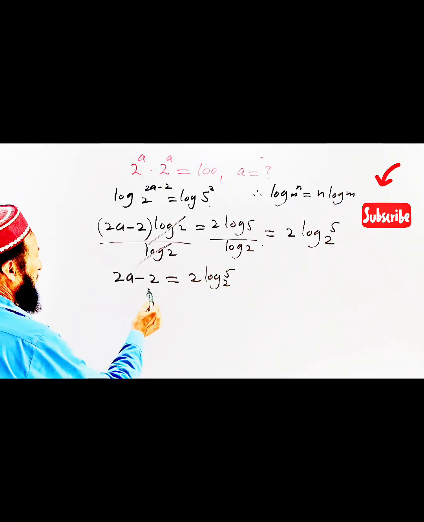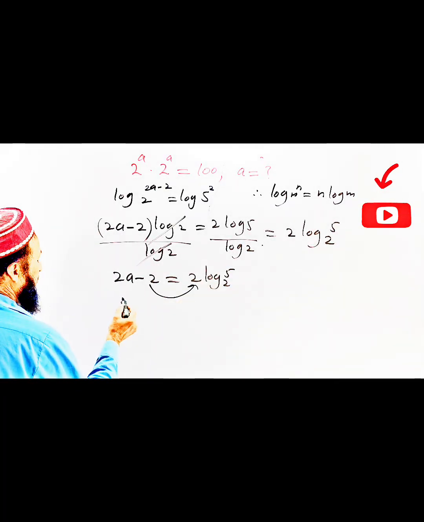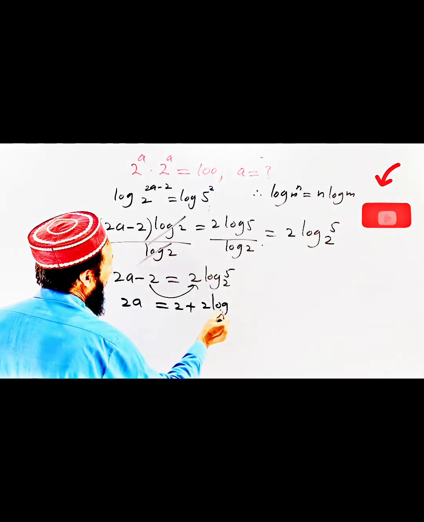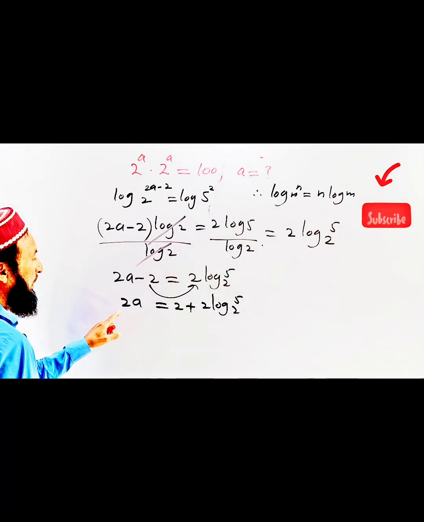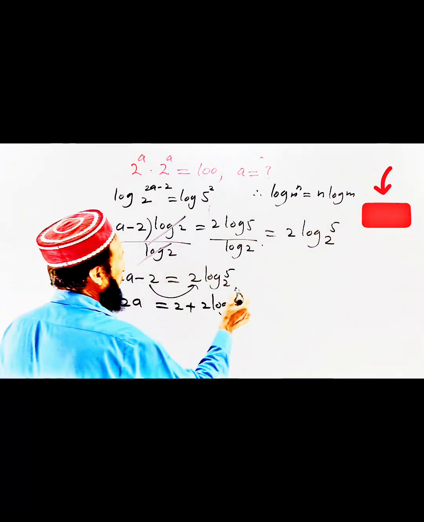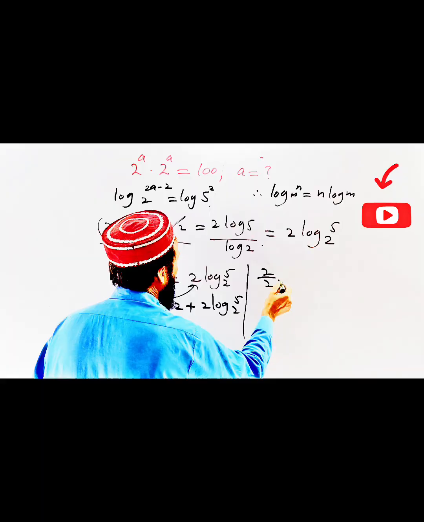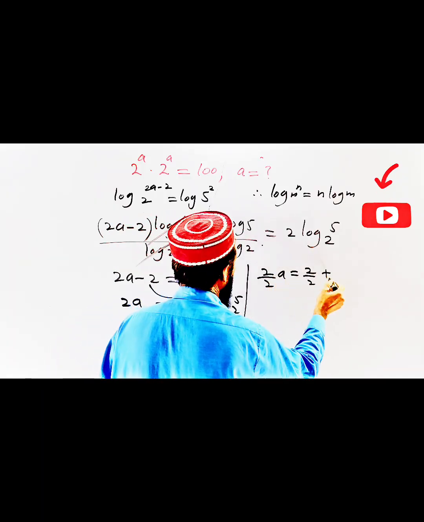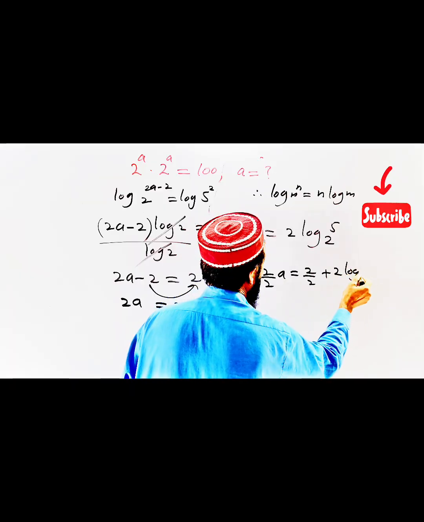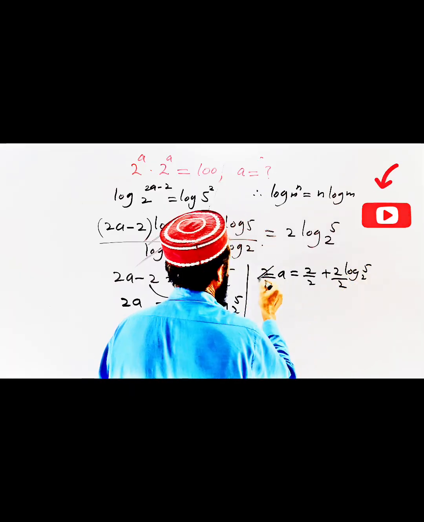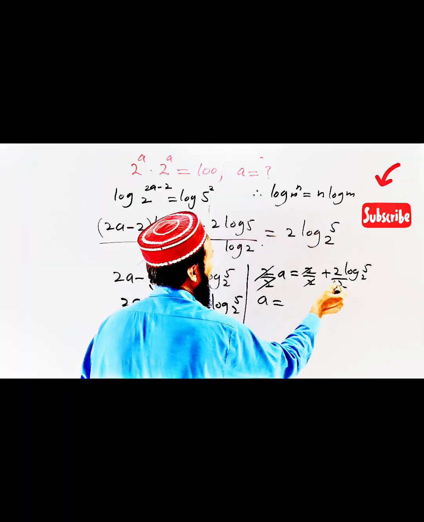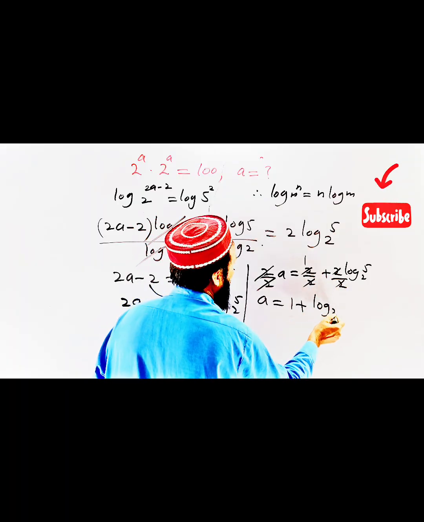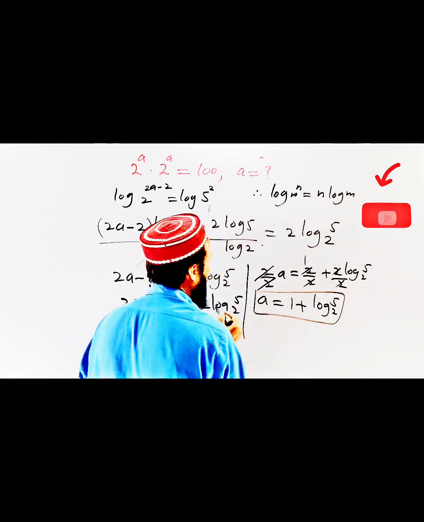Now we change this result. We need the value of a, so we change this result to 2a is equal to 2 plus 2 log of 5 base 2. Now we divide both sides by 2. 2a divided by 2 gives a, and each term on the right side is divided by 2, so the 2s are cancelled. A is equal to 1 plus log of 5 base 2 is the value of this result.